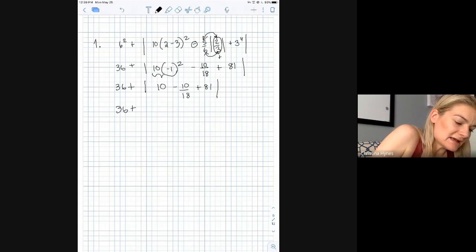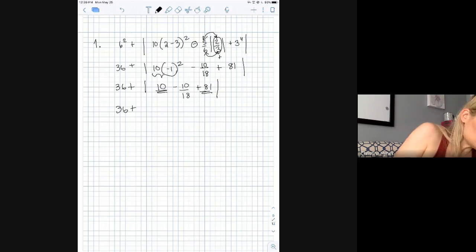Our next step is to combine the 10 and the 81. These are like terms, so we can simplify that by going 10 plus 81 in our calculator, and you get 91 minus 10 over 18.